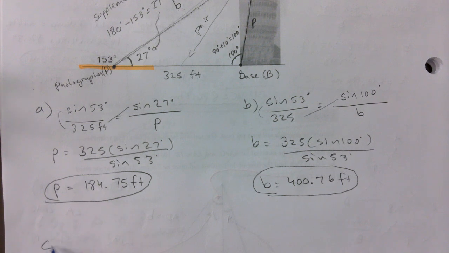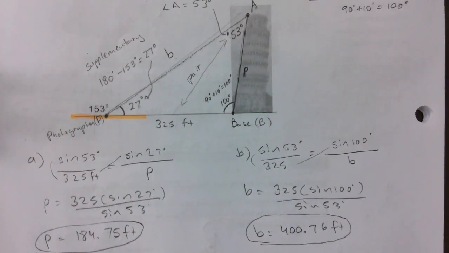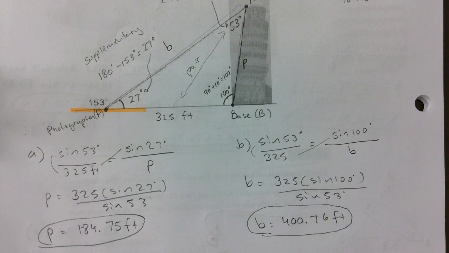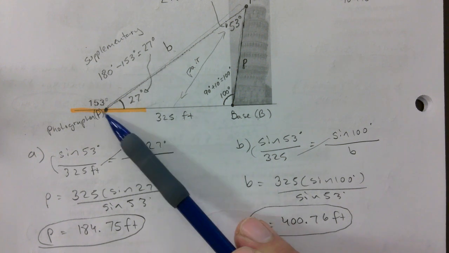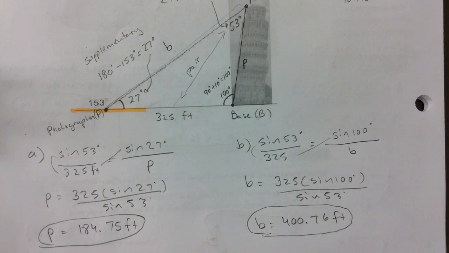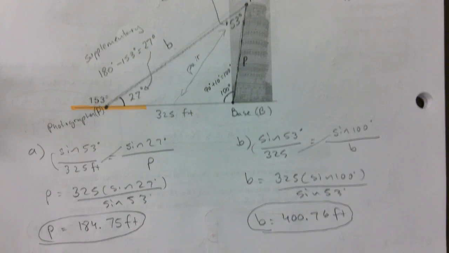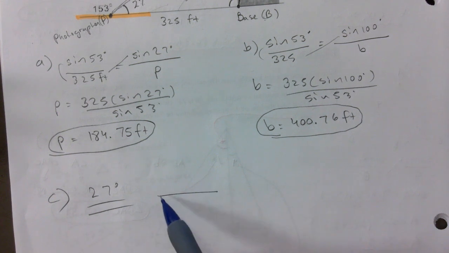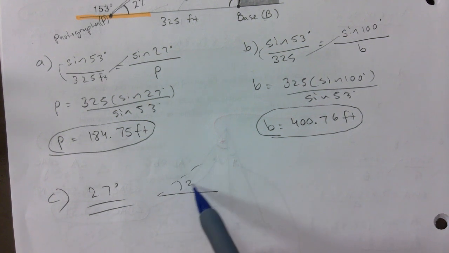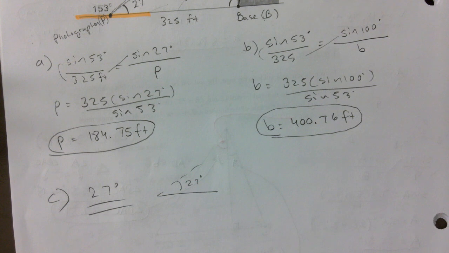And C is easy. Determine the angle of elevation from the photographer to the top of the tower. Where is your angle of elevation in that triangle? This one here, right? It's between a horizontal line going up, 27 degrees. So just put C as 27 degrees. Always between the horizontal and the line going up, right? Okay, that's it.